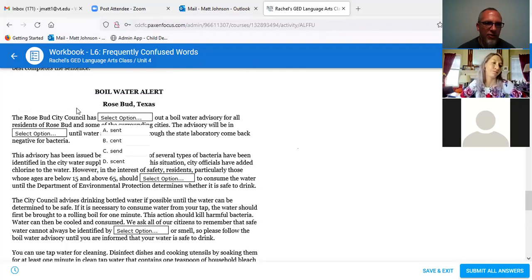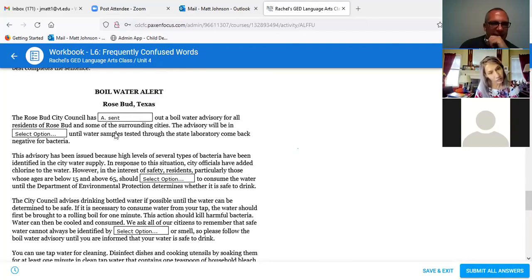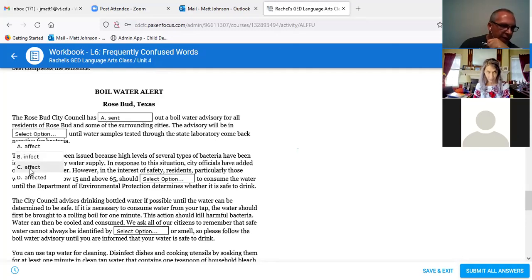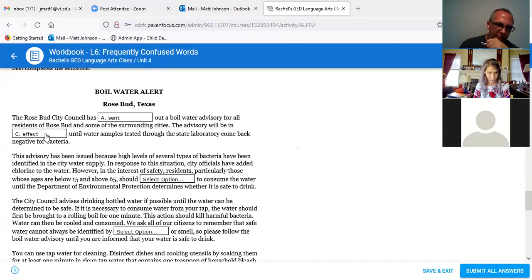All right, so the Rosebud City Council has a sent out a boil water advisory. So the advisory will be in... I think the answer is C, but I selected A. Okay, it is C, actually. Okay.